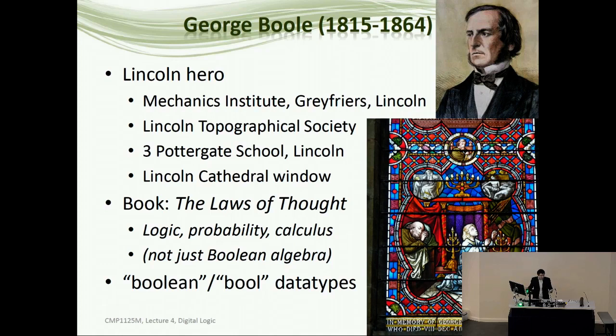So he set up a school to teach in his own way, and that funded him to do mathematics and computer science and to come up with his own theory of logic. There's a window in the cathedral here commemorating him as well. So what exactly did Boole do that was so revolutionary?